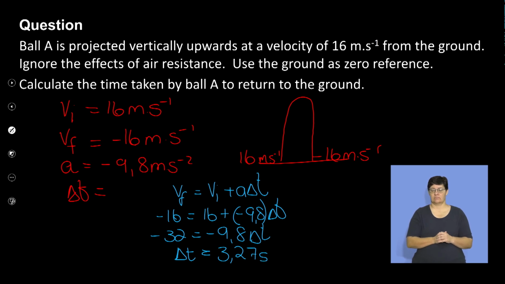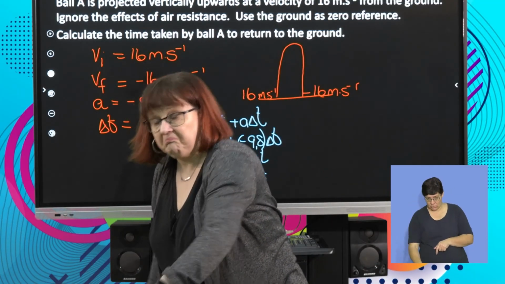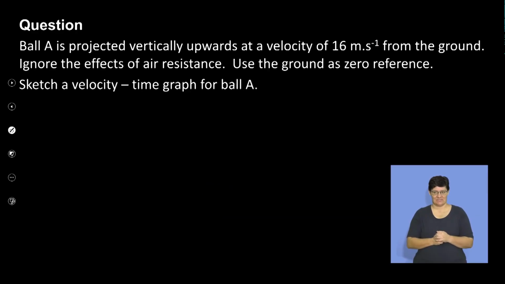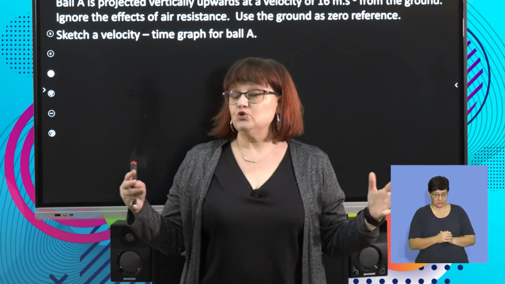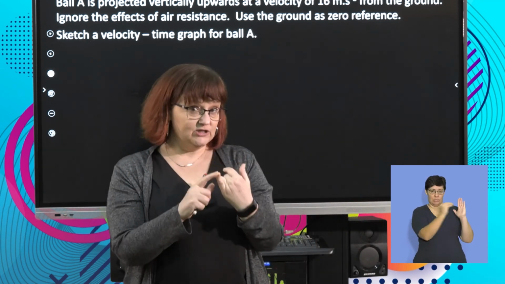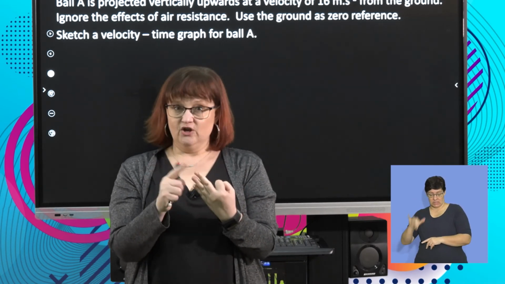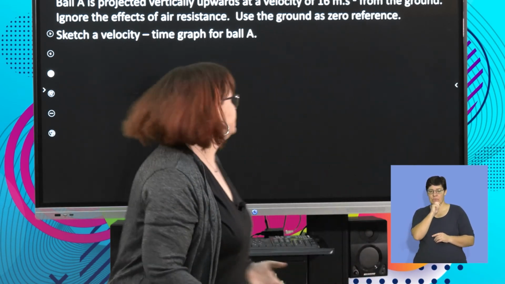3,27 seconds. So I know it takes 3,27 seconds for it to get up and come back down. Nice and simple. We can do this. The next question says they want to sketch the velocity time graph. What I want us to do on this graph is put the values we know. So I want initial velocity, I want final velocity, and we're going to look at some times. Okay, so you get used to the way they can ask it.